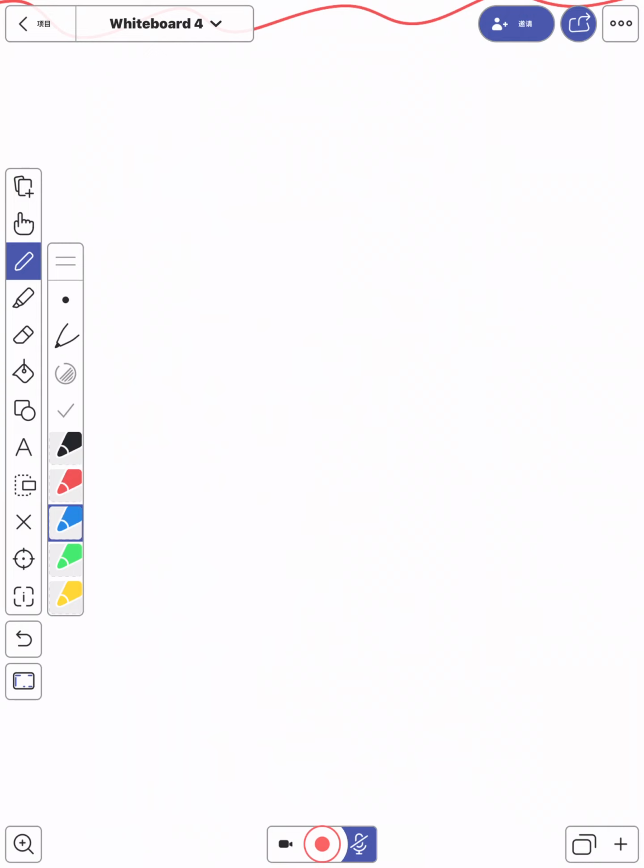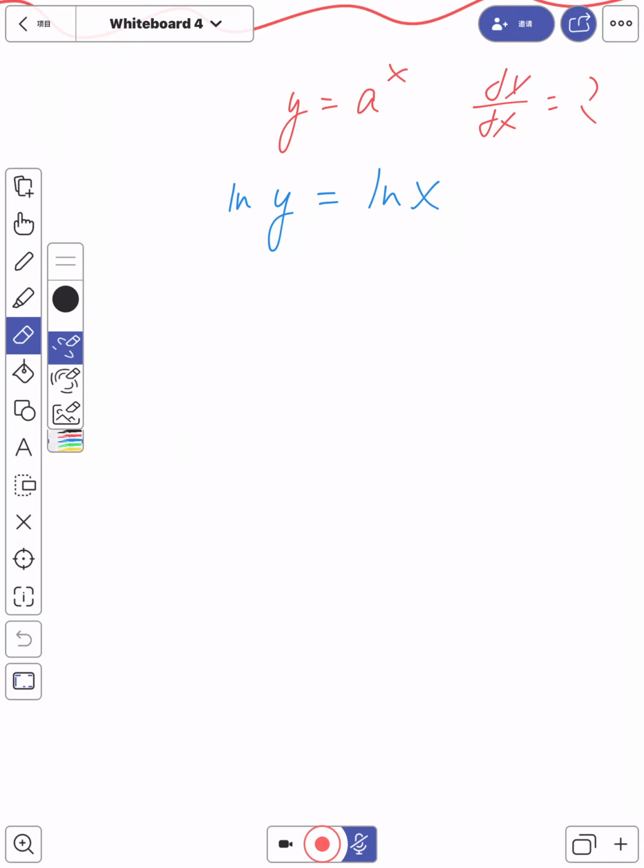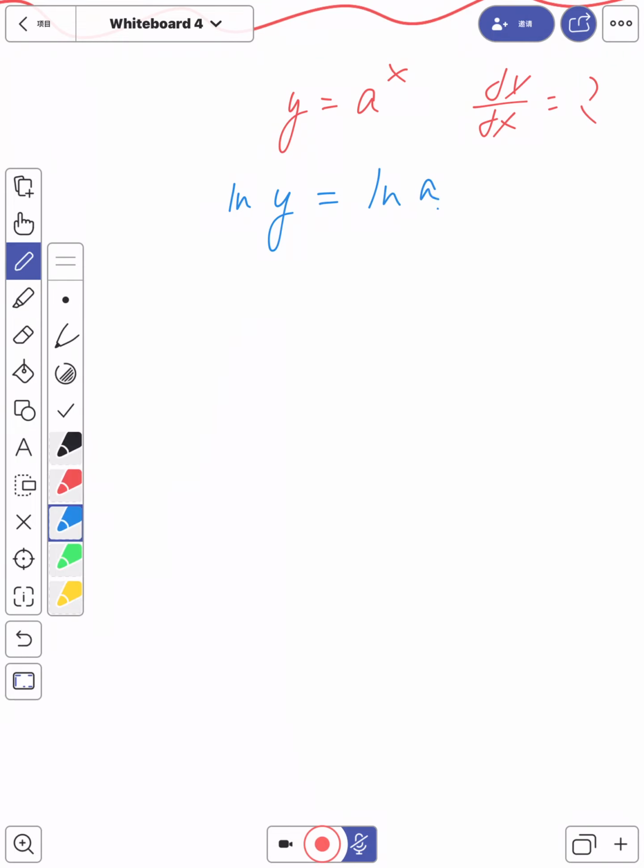But what if we flip it? What that means is if we want to find dy over dx of a to the x, we need to find what dy over dx is equal to. This seems kind of intimidating, but we can still use the same way to do it. If we take ln of y, it is equal to ln of a to the x, which is x times ln of a.